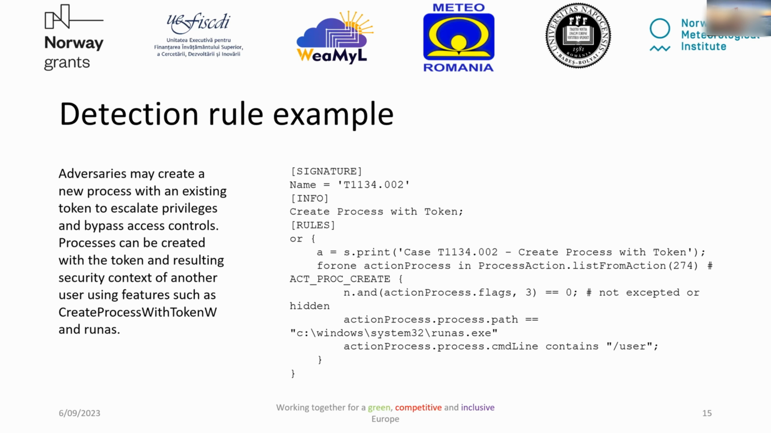Here we can actually see how the database looks like. On the left side, we have the entity description, which reads that attackers may create a new process with an existing token to escalate some privileges. On the right side, we have the corresponding code in which we iterate through each process, check if that process is a valid one, check if the path is the same as the program recommended in the description, and then we check if it was launched by the user.